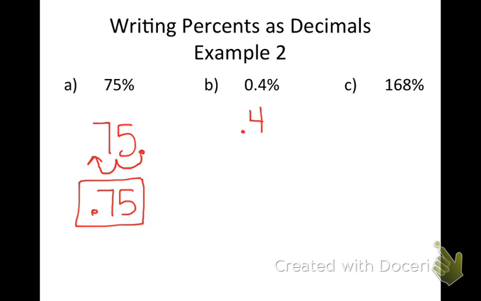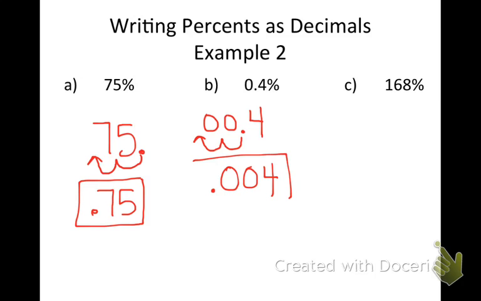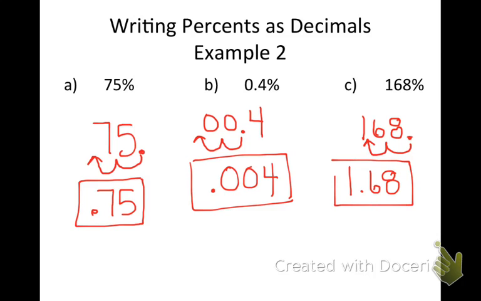With 0.4%, moving the decimal 2 places to the left, we'll need to add 2 zeros. 0.004. And then finally 168%. Currently our decimal is behind the 8. We'll need to move our decimal 2 places to the left to have 1.68.